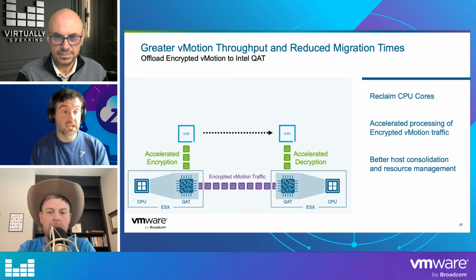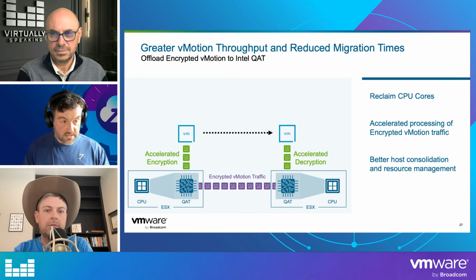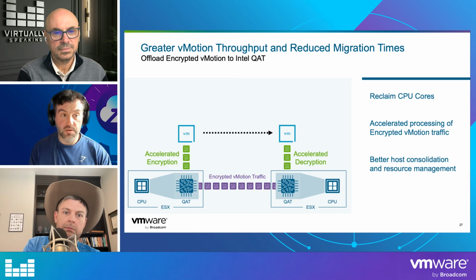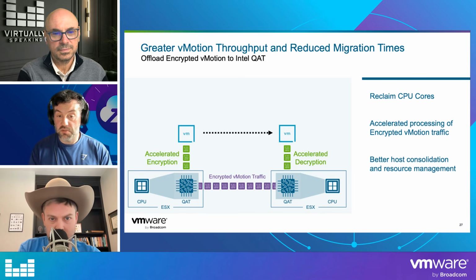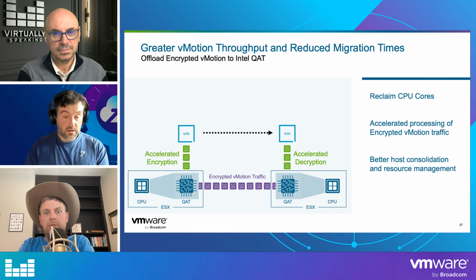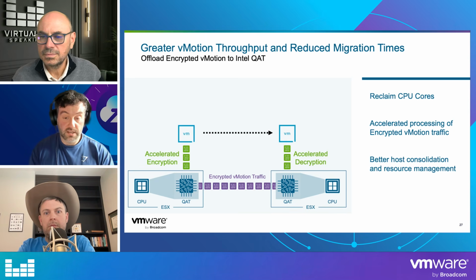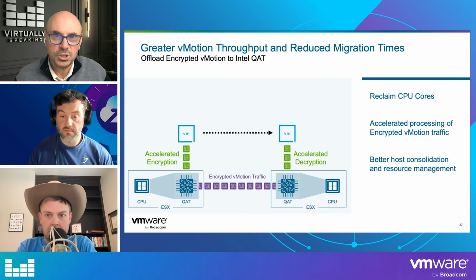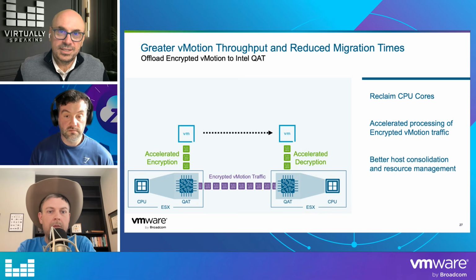So again, this is something that will automatically just work. You don't have to opt into anything if you're using encrypted vMotion. If your CPUs are, I believe, Sapphire Rapids or later, they should have Intel QAT technology, and we'll all just automatically start using it. Oh, okay. So as long as you've got a CPU that actually supports it, then it's just going to work. Yep. Nothing else you need to do.